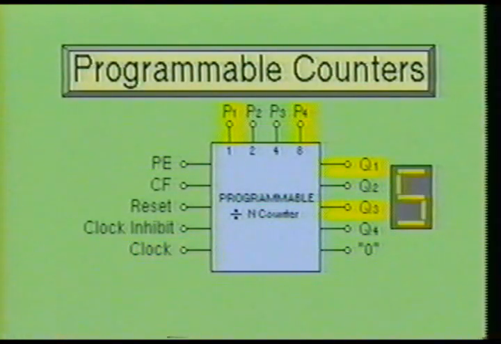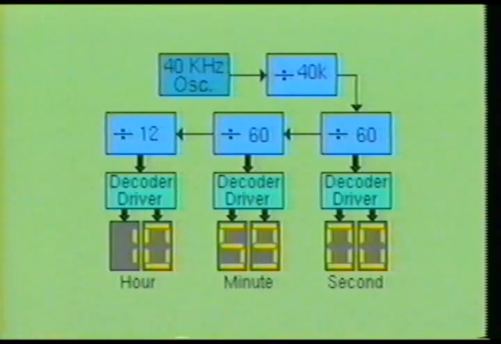Now let's see how a programmable counter would work in a typical application. Here we see a simple block diagram of a digital clock. The first block in this system is a 40 kilohertz oscillator. It will produce a series of 25 microsecond pulses into the first programmable counter. As you notice, the first counter is a divide by 40,000 counter. In other words, for every 40,000 clock pulses, this circuit will produce one output pulse. These pulses will occur at a rate of 1 each second.